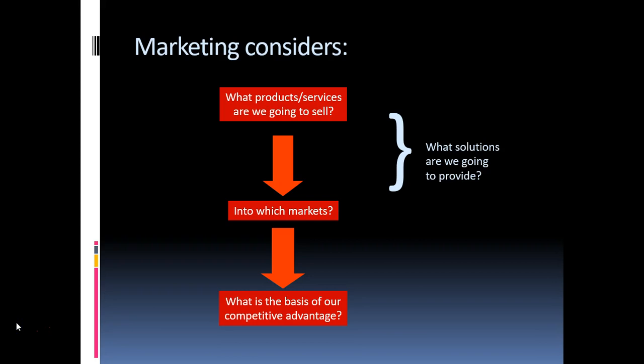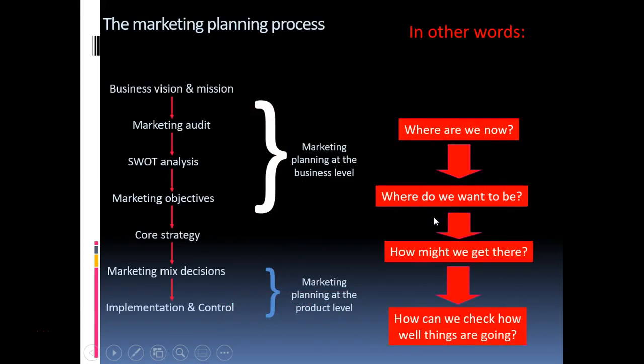So just revisiting how this all comes together. We think about what products and services we are going to sell, into which markets, and what is the basis of our competitive advantage? And ultimately, what solutions are we going to provide to our customers? Remember what we said earlier, that customers buy solutions, not products. So we really need to be clear how we're going to present that value in a way that is attractive to customers. And when we put this into action, we think about the marketing planning process.